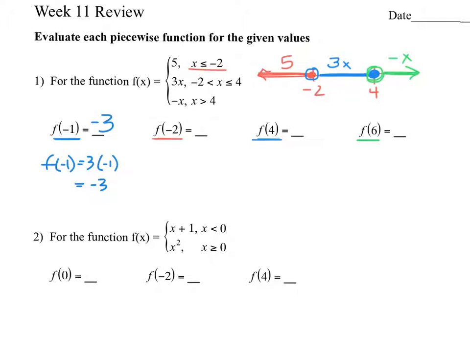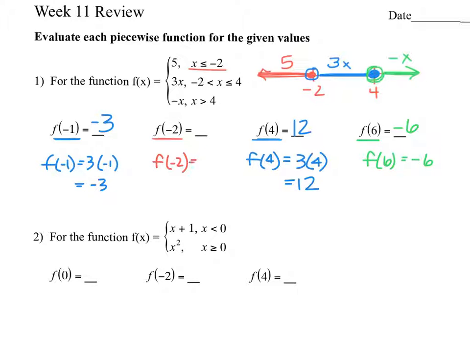I'll keep doing the blue section since I already started there. f of 4 is going to be 3 times 4, which is 12. So the value is 12. The last one, f of 6, that tells me to use that last equation, which is -x. So that's -6. The red one, I'm going to plug in f of -2. And the thing is, I've been plugging into where the x is, and on this one there is no x. It's just 5, so the answer is just 5.